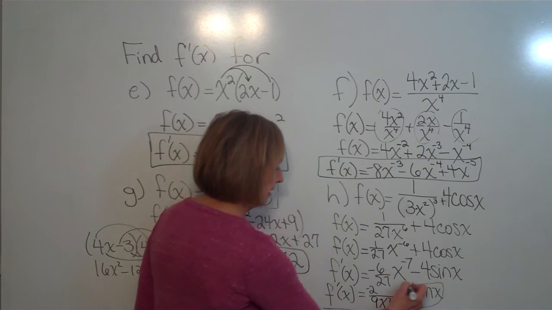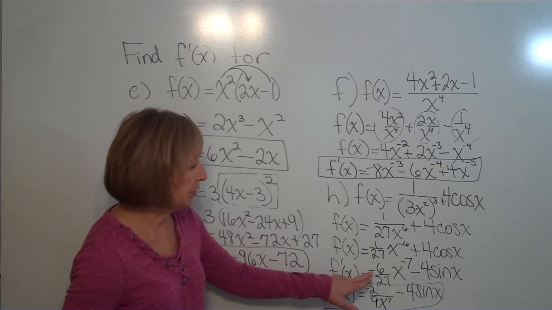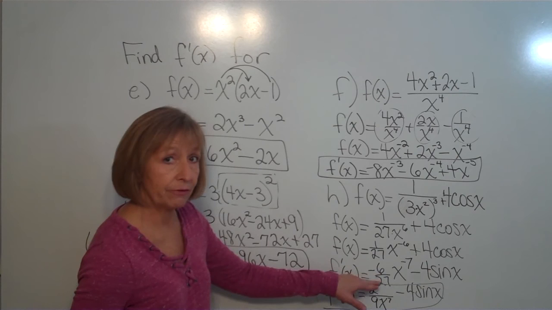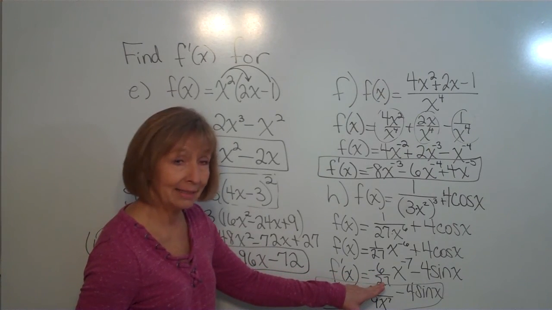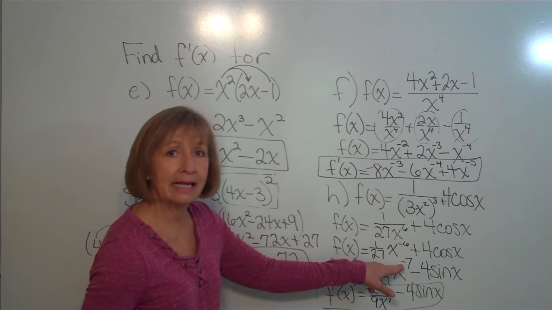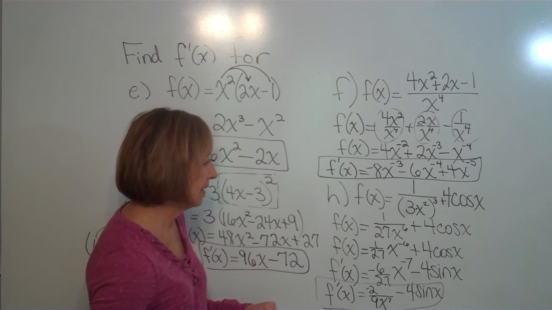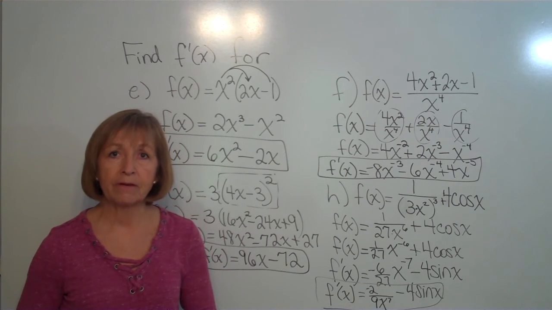So hopefully you can see this bottom one there. This is actually our derivative. We just needed to simplify this to take out the common factor of 3. So I wrote negative 2 over 9. And then I wrote that x to the negative 7 as an x to the 7 in the denominator. So hopefully that gives you several different examples of how to find the derivative.